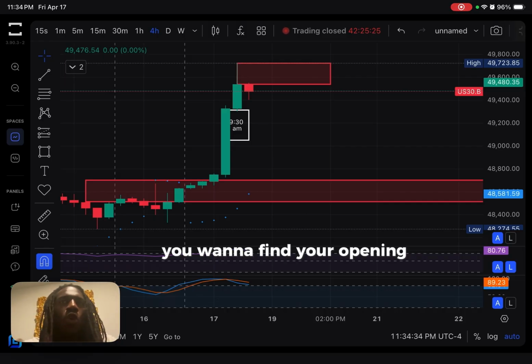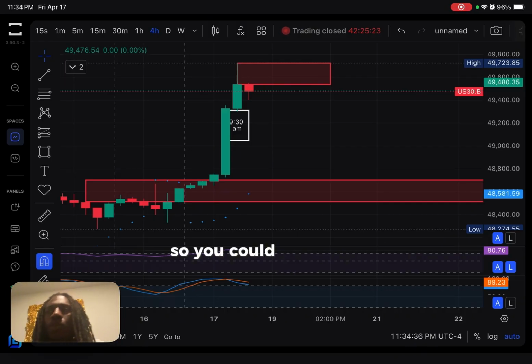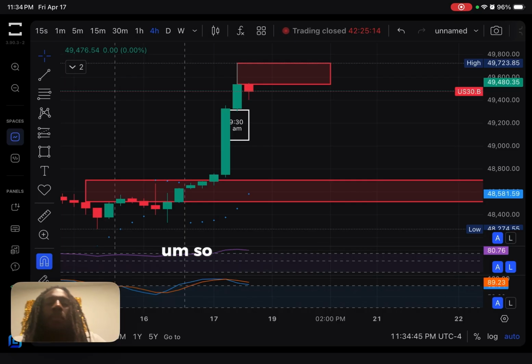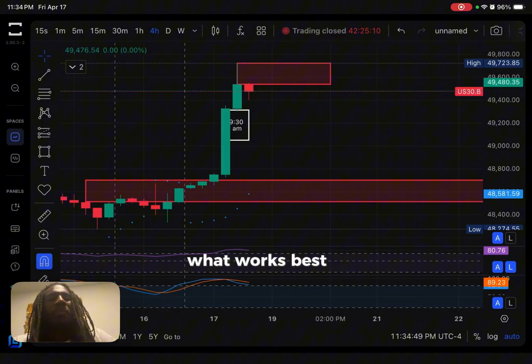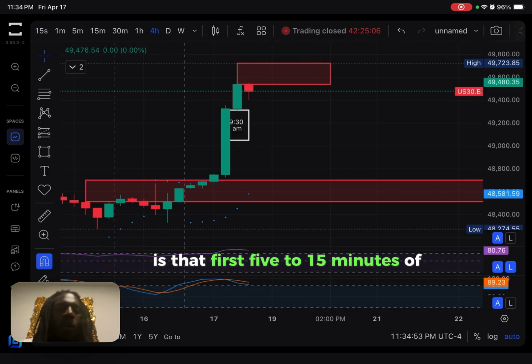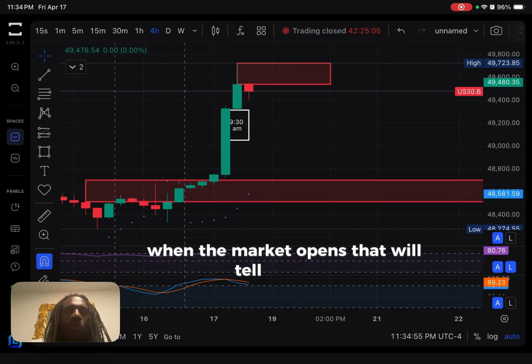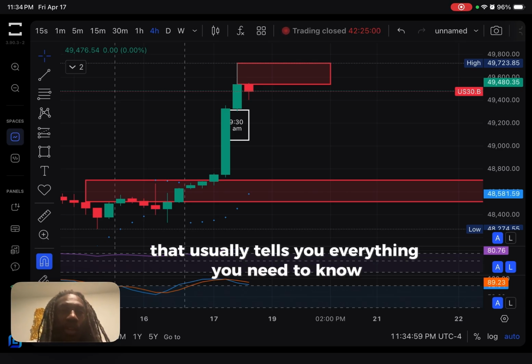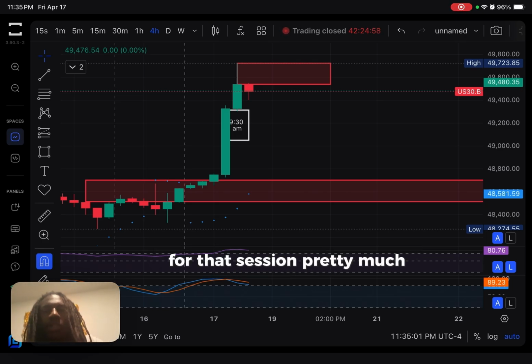You want to find your opening range, right? You can find your hour opening range, your 15-minute opening range, or a 5-minute opening range. It just depends on that person. For me, particularly, what works best is that first 5 to 15 minutes of when the market opens. That will tell you a lot. That will tell you a good deal. That usually tells you everything you need to know for that session, pretty much.